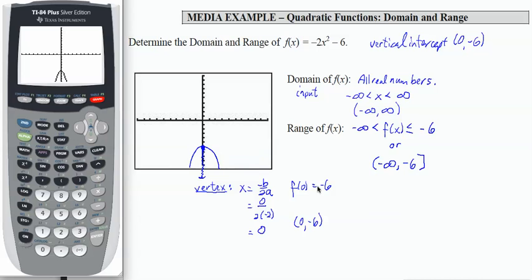So if your parabola opens down, then your maximum range value is going to be the y value of your vertex. If your parabola opens up, then the minimum value of your range is going to be the y coordinate of your vertex.